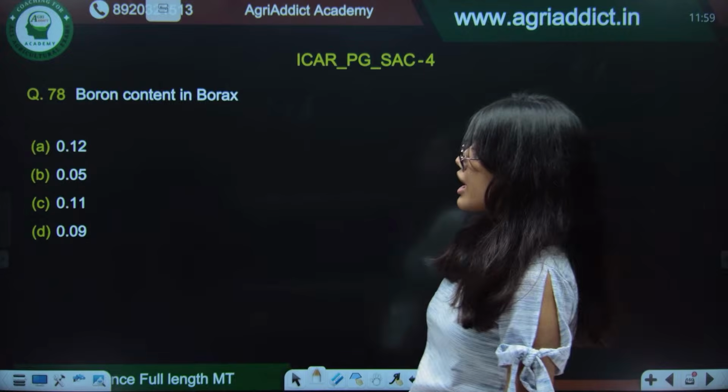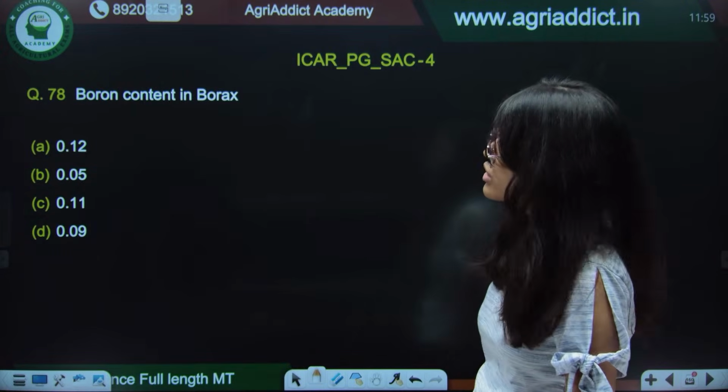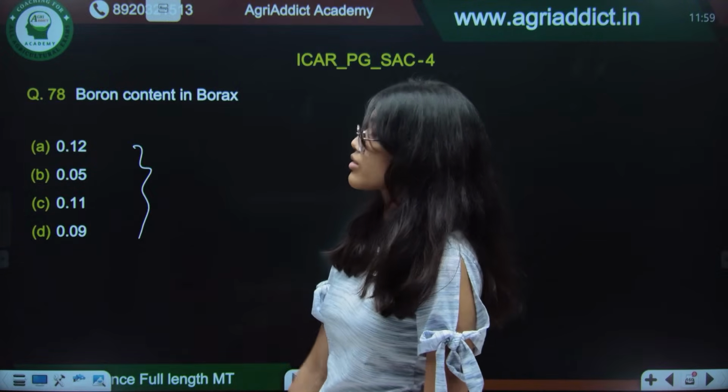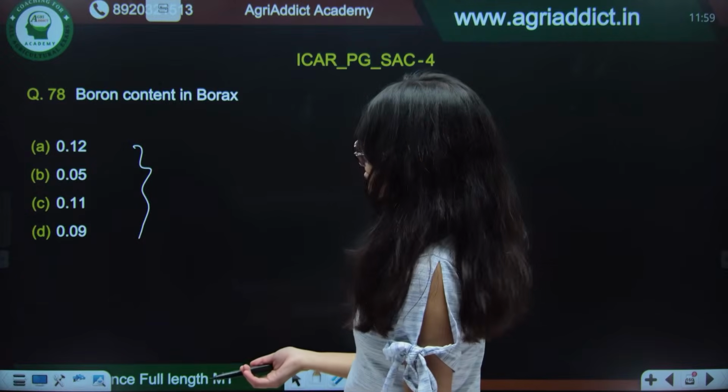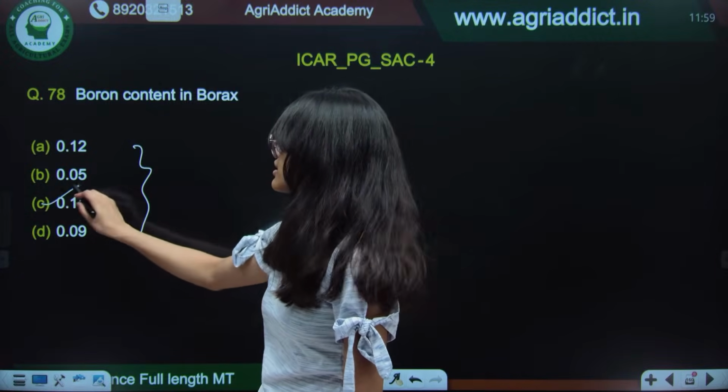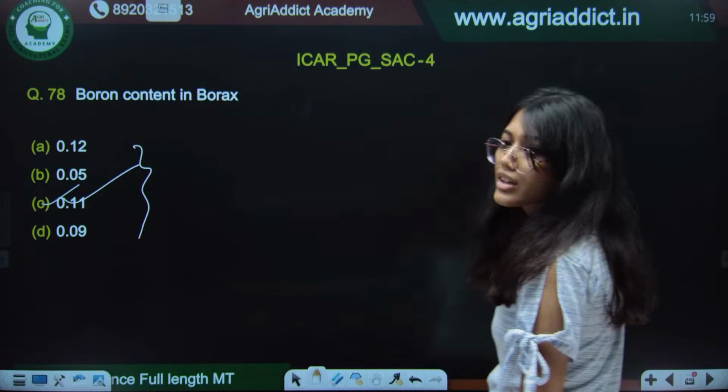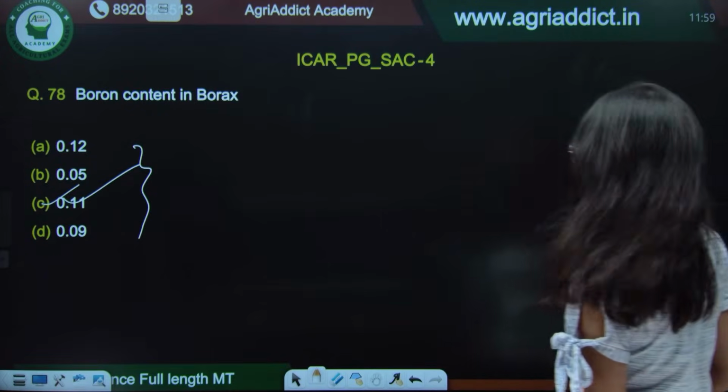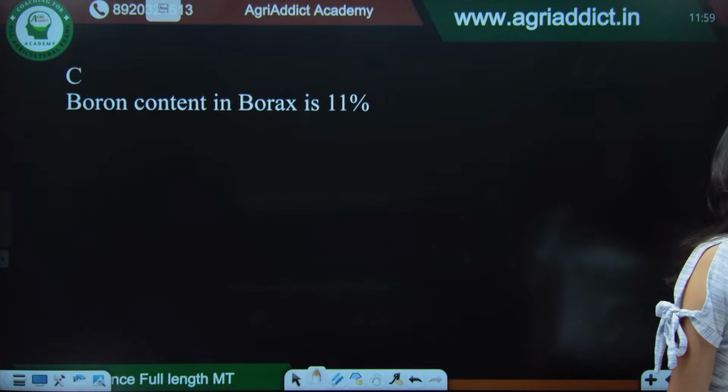Boron content in borax. It is not given in percentages, but you can easily transform your value to percentages. So it is 11% boron in borax.